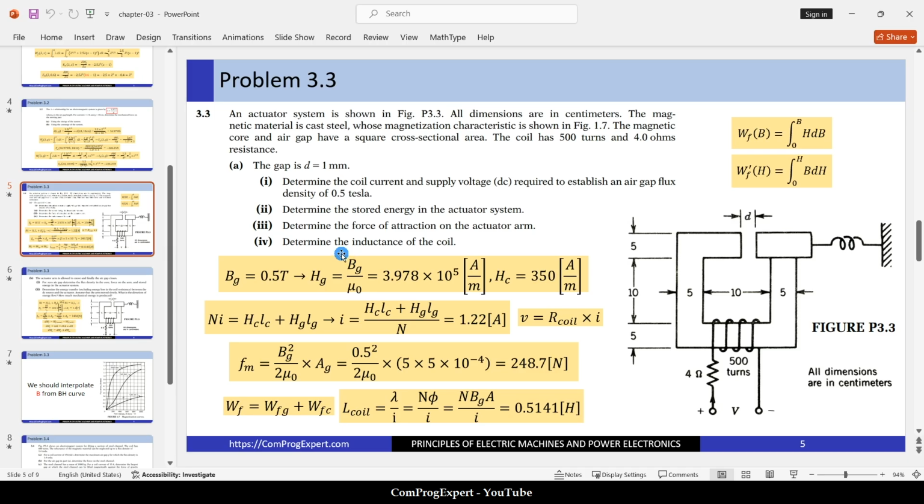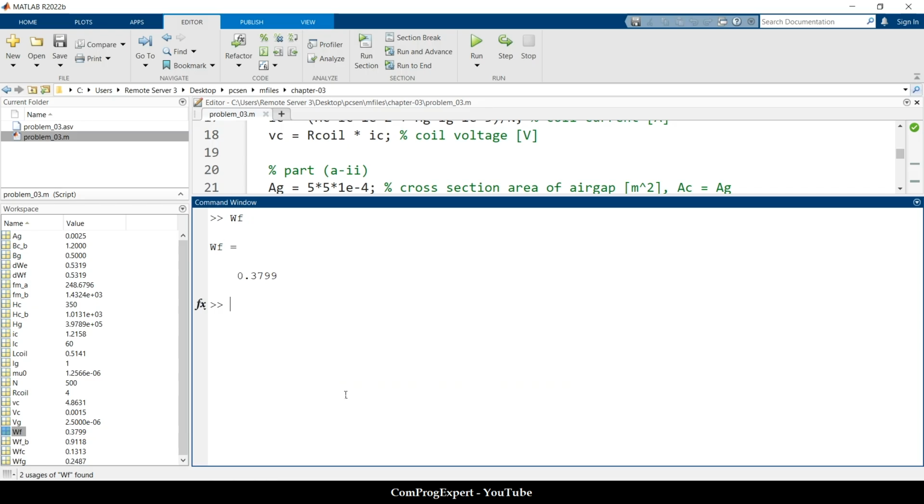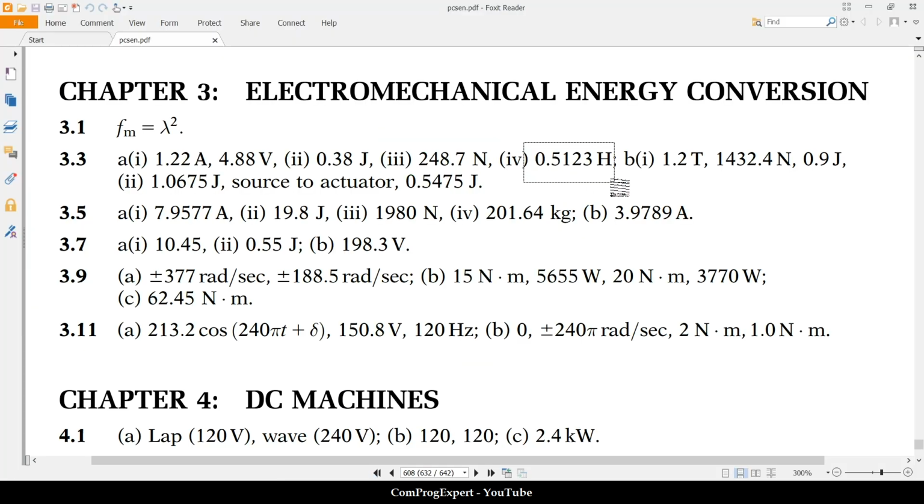What is the next part? Determine the inductance of the coil. The coil inductance is the flux linkage divided by the current, which is N, the number of turns, times the core flux divided by i, that is N times B_gap times the area divided by i. If you replace the numbers, we will have 0.51 henries, the number that we have here.